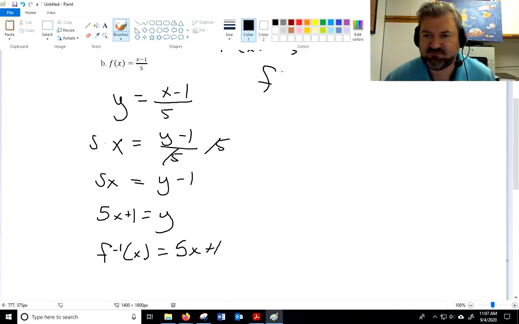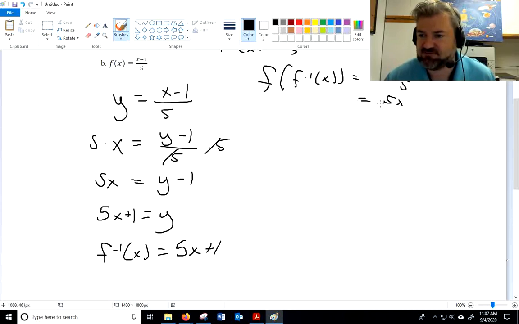So let's check f of f inverse of x. So f inverse is 5x plus 1. I need to replace x with that. So 5x plus 1 minus 1 over 5 gives me 5x over 5, which is simply x.